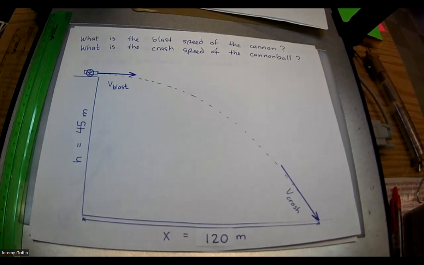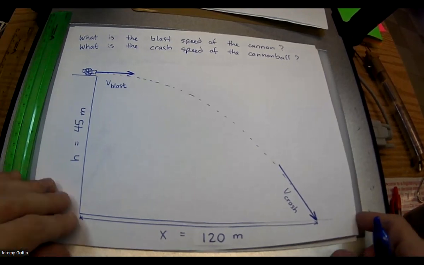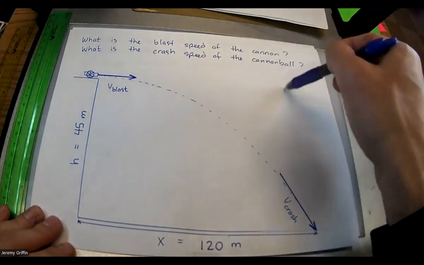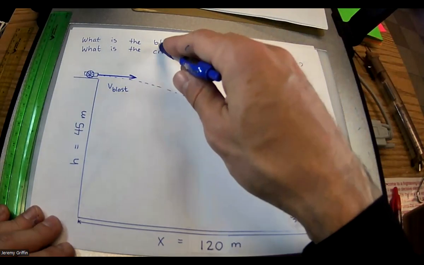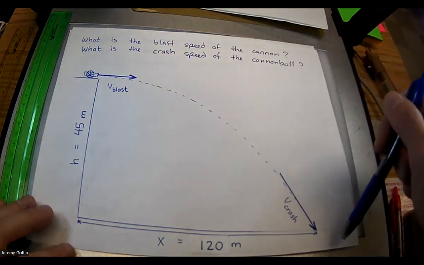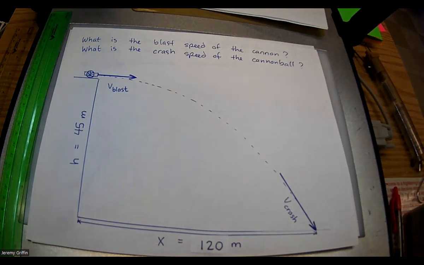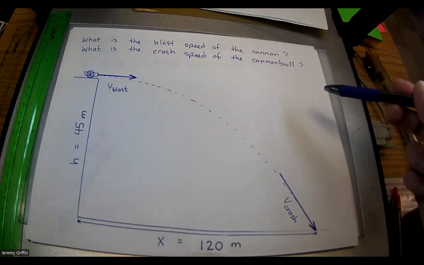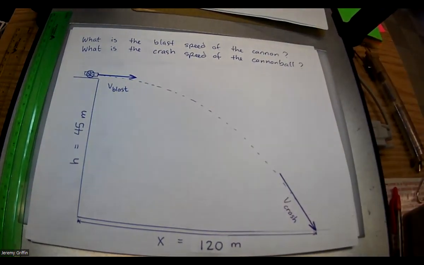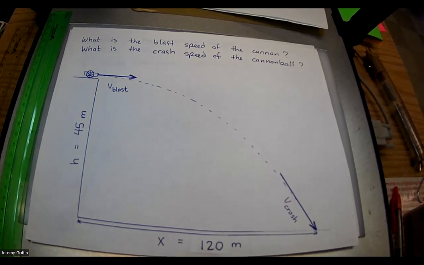Just looking at that, do you guys feel intuitively that there is enough information given here that you could answer these questions? What is the blast speed of the cannon? And what is the crash speed of the cannon? Do you think that would be solvable? Or might you also have to know the gravity field? Would it be heavily implied that you're on Earth? Because if you change planets, then that would throw these numbers off too. Okay. So today I want to walk you guys through how to solve this.